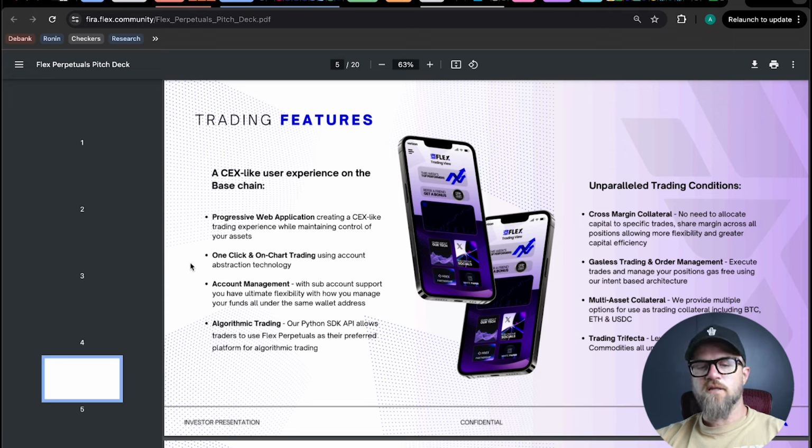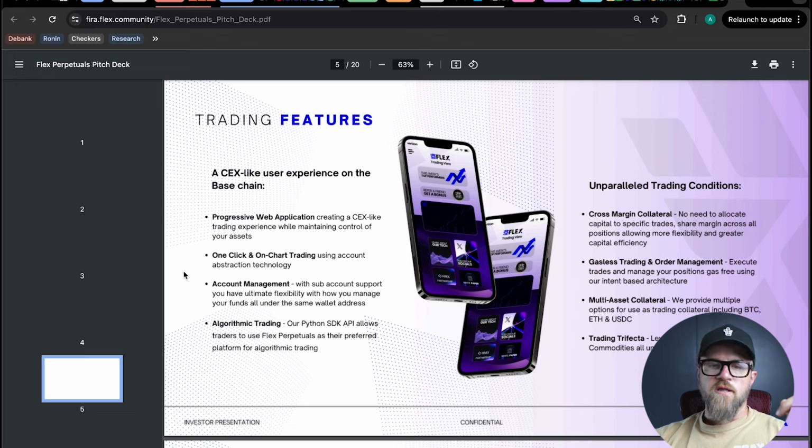And I'll get into this a little bit later, but there are no fees. There's no gas fees that's going to be a part of Flex, which is a huge deterrent for other perpetuals DEXs on chain. The fees are rather low with Flex, and that's going to be awesome moving forward. Yeah, gasless trading and order management, which is going to be huge.